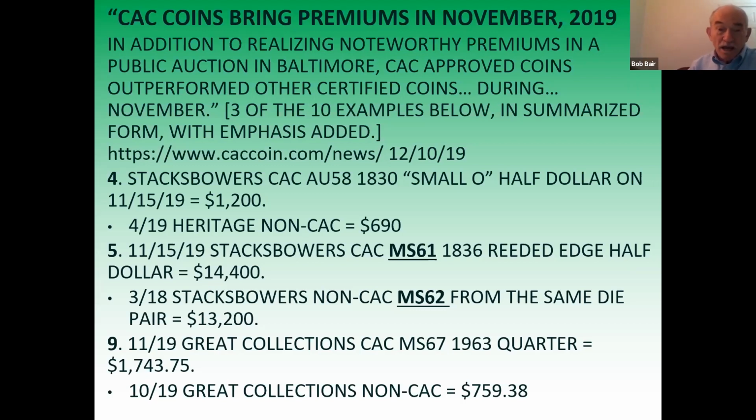So it's from the same die pair. It's a point higher. It's not CAC. It brought $1,200 less. And you can see number 9, a 1963 quarter, $1,700 plus versus $759. And the top one, as Mark Ferguson said with that study, there are no exceptions here.